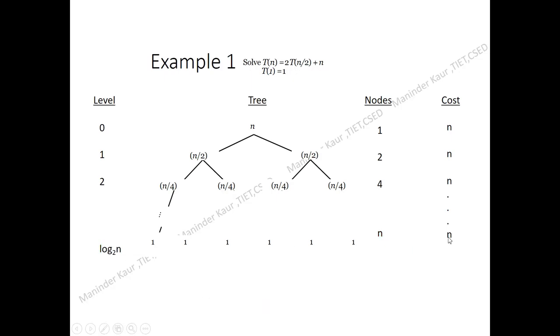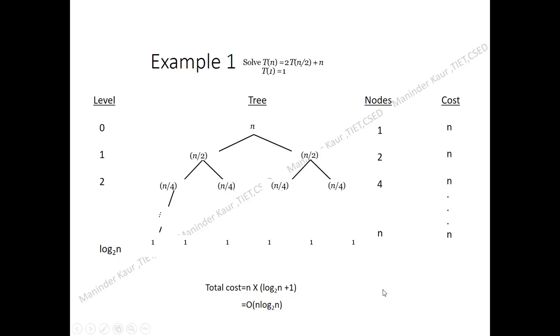Now we have written the total number of nodes, the cost, and the level. How to find the total cost? Total cost is summing up the cost of every level, that is n multiplied by how many times n is there, which depends on the number of levels. Here the number of levels is log to the base 2 of n plus 1, because 0 is being added. So the total cost is n multiplied by log to the base 2 of n plus 1, that is, it is big O of n log to the base 2 of n complexity.